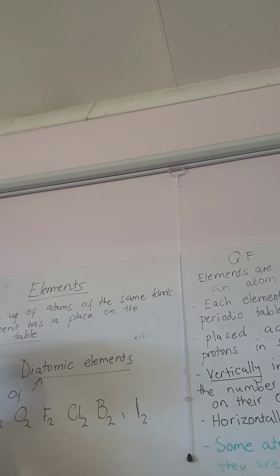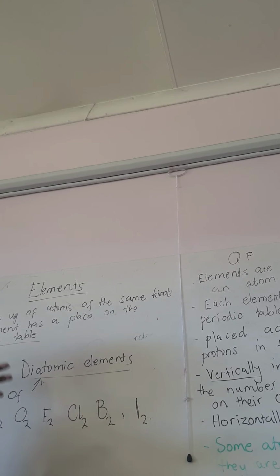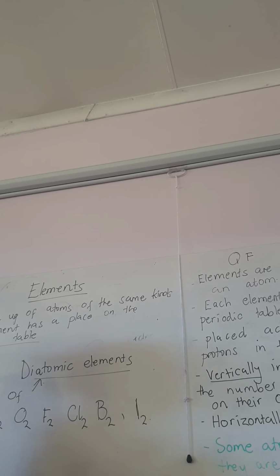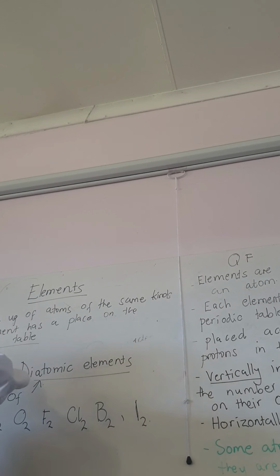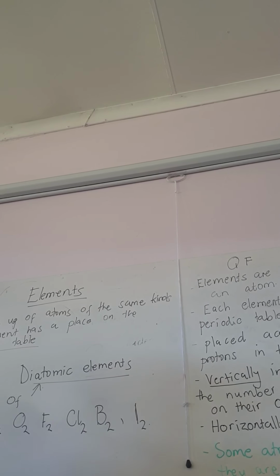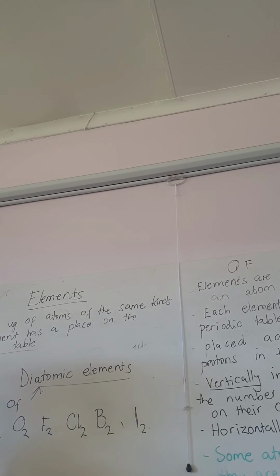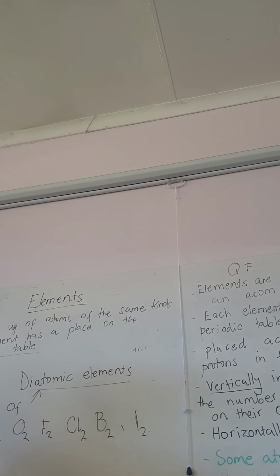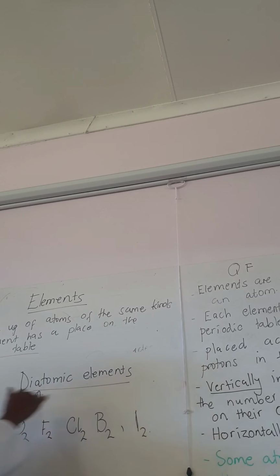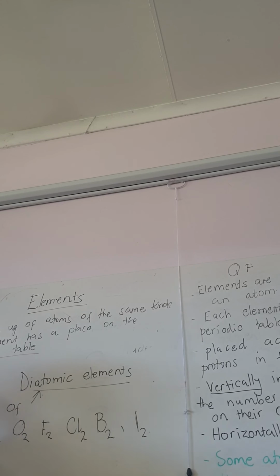I don't want to give you a lot of information about this. I just want you to understand the fact that the atoms are the ones that make up the elements, and these elements, where do we find them? We find them on the periodic table. And on the periodic table, they are not just placed randomly, they are placed vertically according to the number of electrons that they have on their outermost energy level. And they are also placed horizontally, which are known as periods.